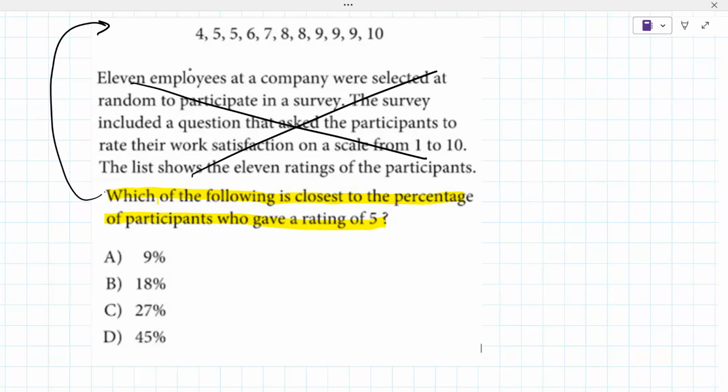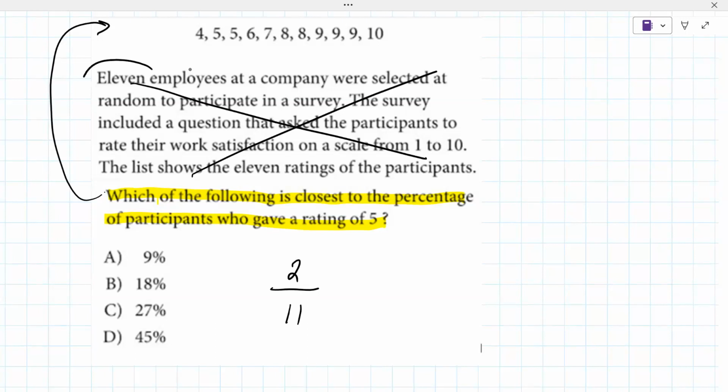Well, it's kind of like if you got a 35 out of 42 on a test or whatever, you just divide 35. Wait, what two numbers did you divide? Well, I just saw there were 2 5 ratings out of, and so I divided that by the total amount, which was 11, and I got 18%.